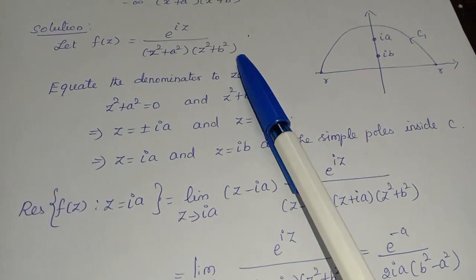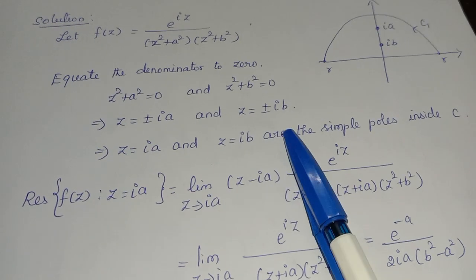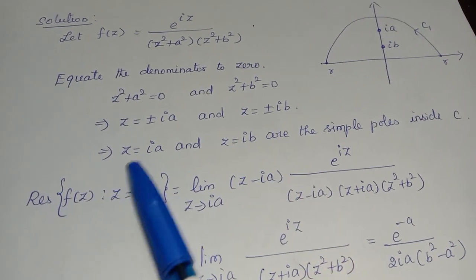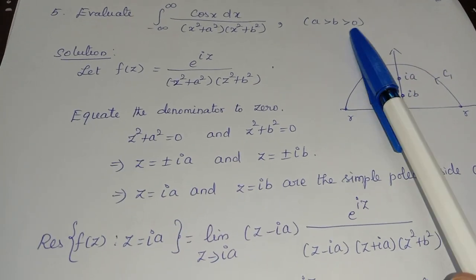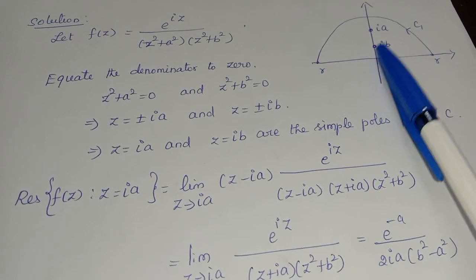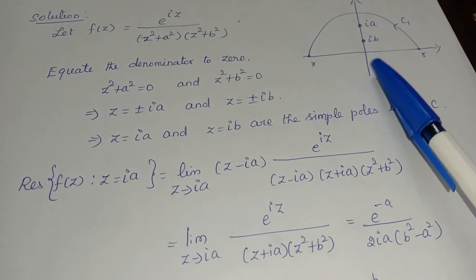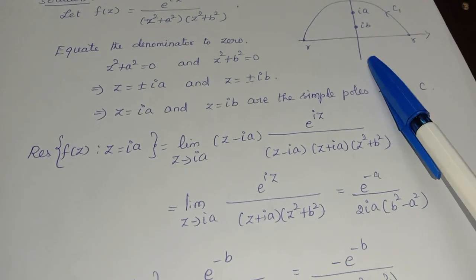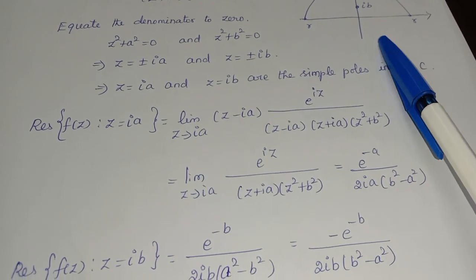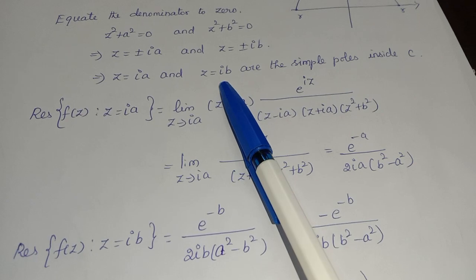Equate the denominator to 0, find out the poles. So z equals plus or minus ai and plus or minus bi. Here they have given that a and b are both positive. So that means plus ai and plus bi are both lying in the upper half plane, hence inside, and the remaining minus ai and minus bi are lying in the lower half plane, and hence they are lying outside. So it's enough to find the residue at the poles which are lying inside C.